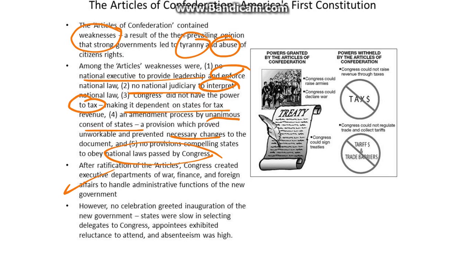After ratification of the Articles, Congress created executive departments of War, Finance, and Foreign Affairs to handle administrative functions of the new government. However, no celebration greeted inauguration of the new government. States were slow in selecting delegates to the Congress, and appointees exhibited a reluctance to attend. Absenteeism was very high.